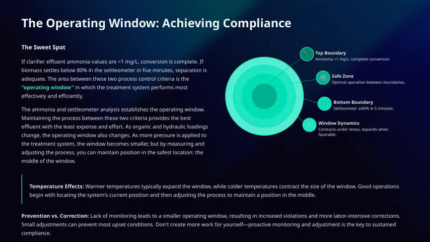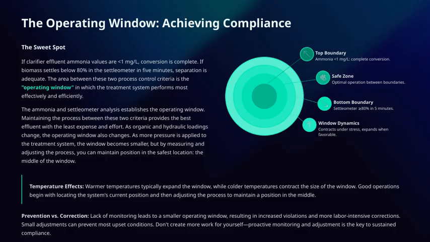On the other side, we look at the settleometer. If the biomass settles more than 80% within 5 minutes, separation is adequate. This area between those two process control points is what we call the operating window. Maintaining our system within this window ensures we get the best effluent quality with the least amount of effort and expense. Keep in mind, as organic and hydraulic loads change, so does this window.